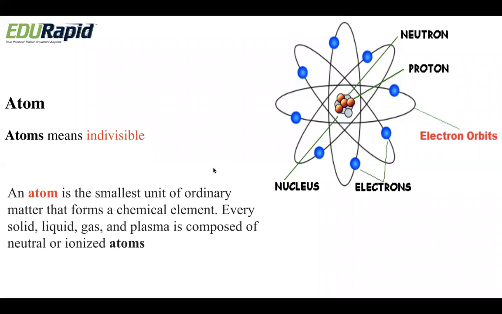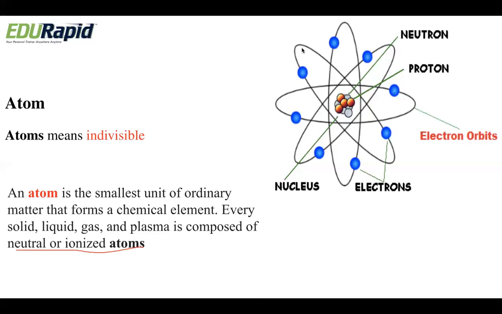Practically, we cannot see atoms. It is not possible to see them. They are such small particles that we cannot divide them further, so we say atom means indivisible. In another way, an atom is the smallest unit of ordinary matter that forms a chemical element. Every solid, liquid, gas, and plasma is composed of neutral or ionized atoms.